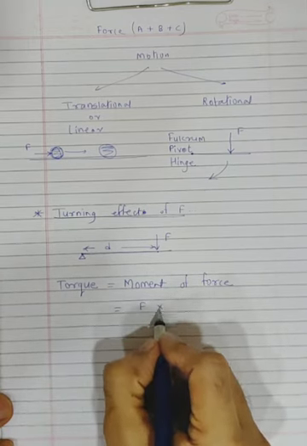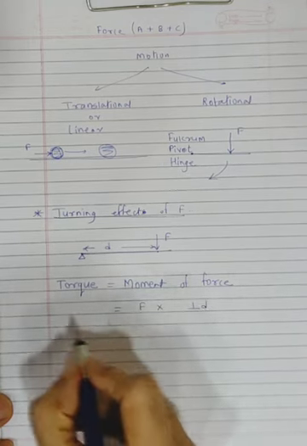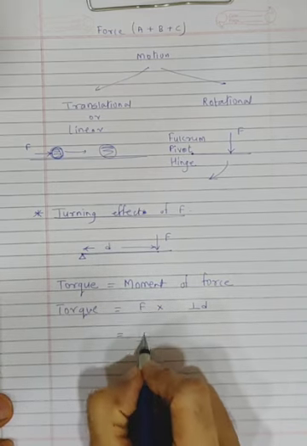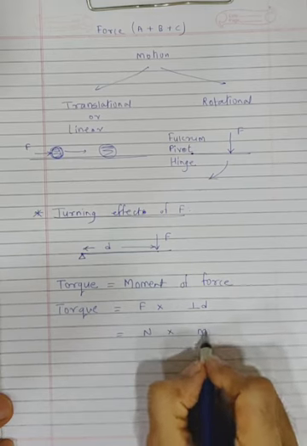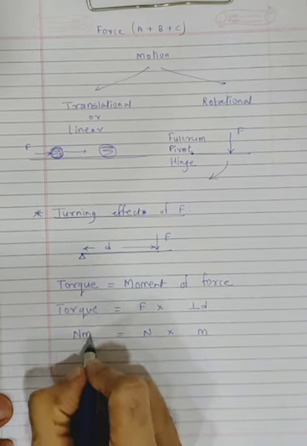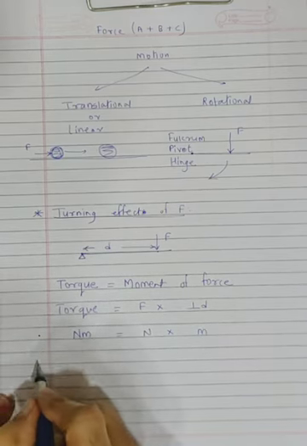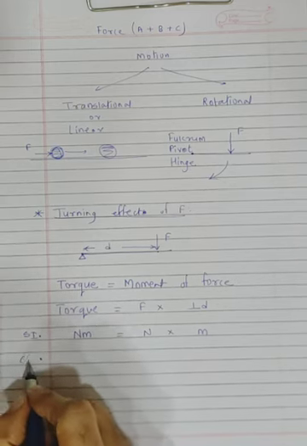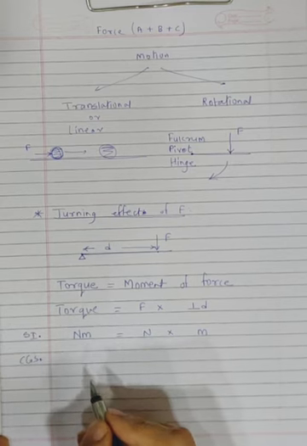Now how do you measure this moment of force or the torque? It's given by the formula force into perpendicular distance. Now what is the unit of force? Newton. Distance, meter. So the unit of torque is Newton meter. Remember, we do not write it as joule, it's written as Newton meter only, and that's the SI unit.